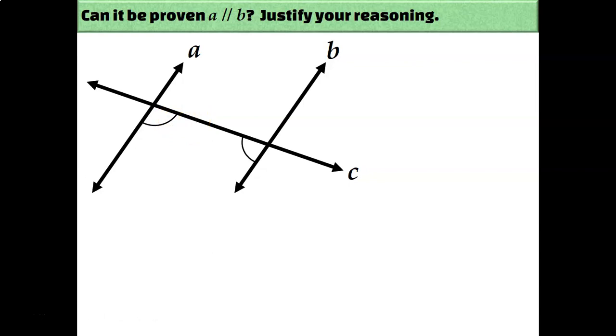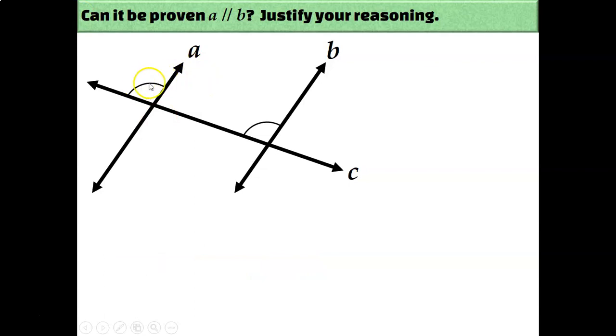And according to the consecutive interior angles converse, if your consecutive interior angles are supplementary, then A is parallel to B. But I don't have that my consecutive interior angles are supplementary. I have that they're congruent. Therefore, this is not enough information to prove that line A is parallel to line B. So just because you know something about one of the special kinds of pairs of angles that we've learned about doesn't necessarily mean it's the right kind of information to prove that lines are parallel.